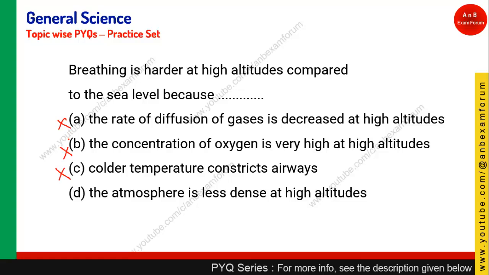The correct reason that breathing is harder at higher altitude, like Leh Ladakh or Everest, is that the atmosphere is less dense at high altitude. Less dense means that you are not able to get proper oxygen at the higher altitude. If you take option B, concentration of oxygen is very high, this is wrong. The concentration of oxygen is very low at high altitude because the atmosphere is very thin, less dense. So option D is the right answer.